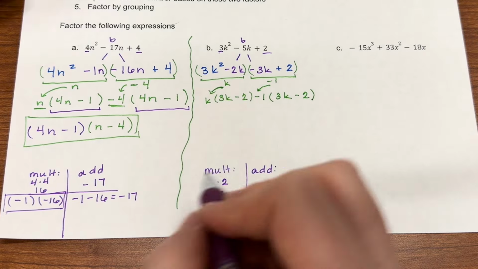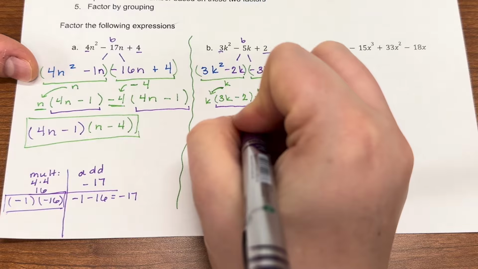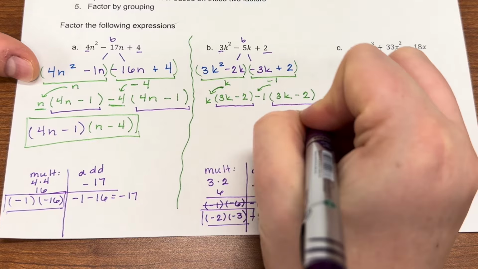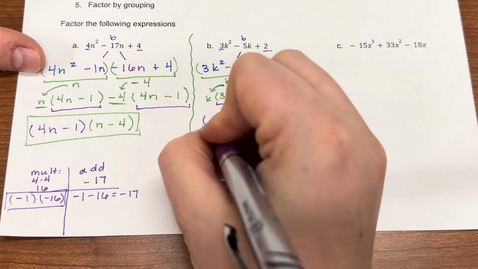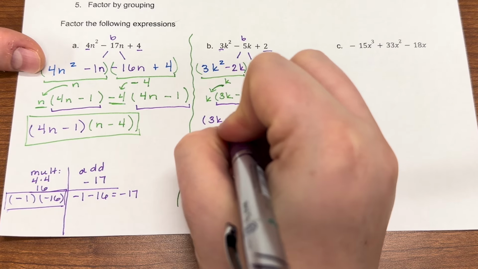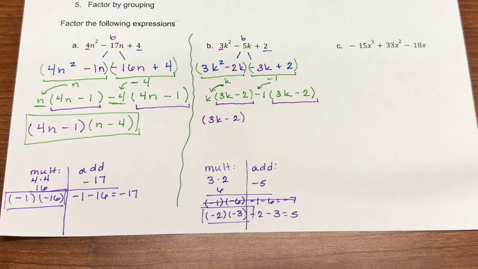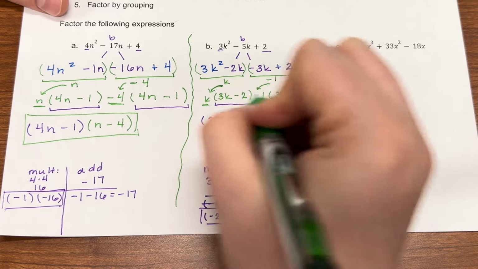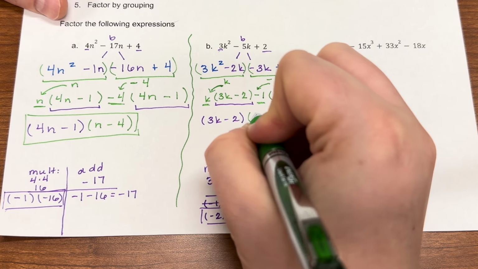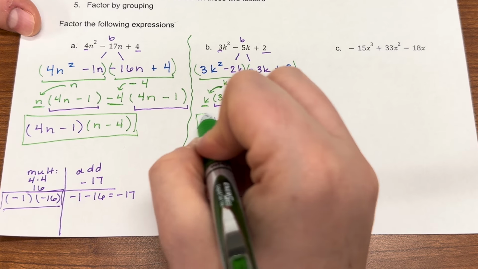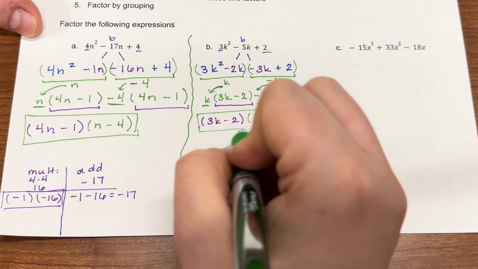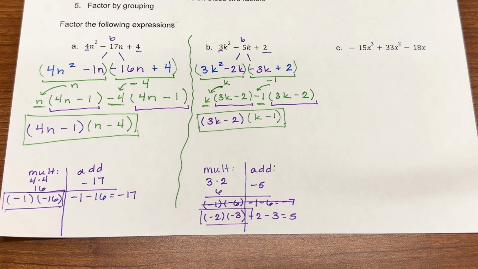All right, and again, we know we've done it right. We've got that common binomial, 3k minus 2. And so we can pull that piece out in front and write what's left behind. So that k and that -1. And we have factored by splitting the middle.